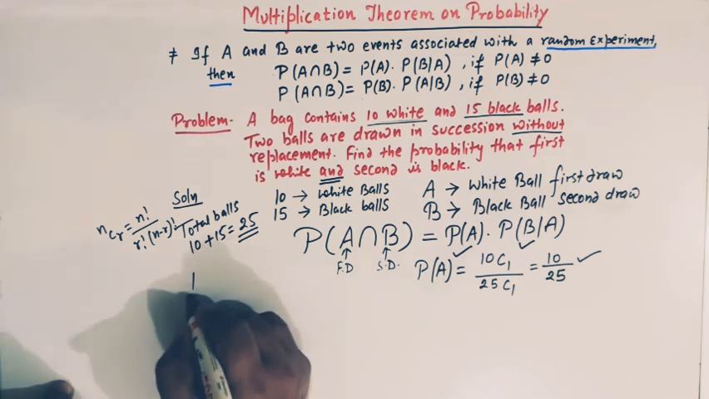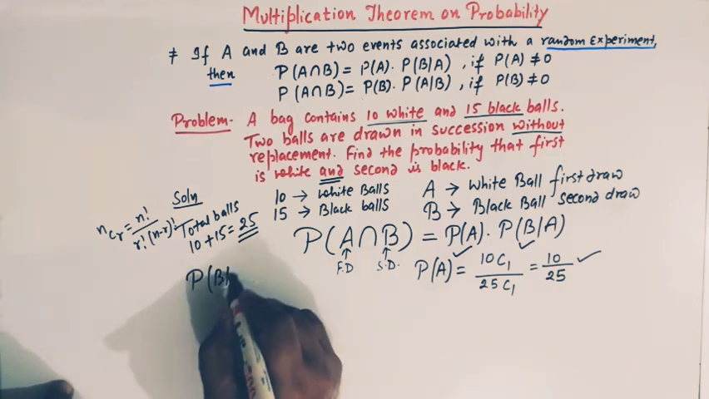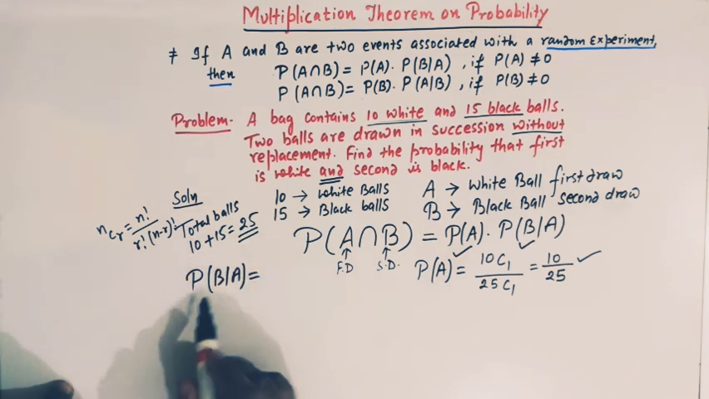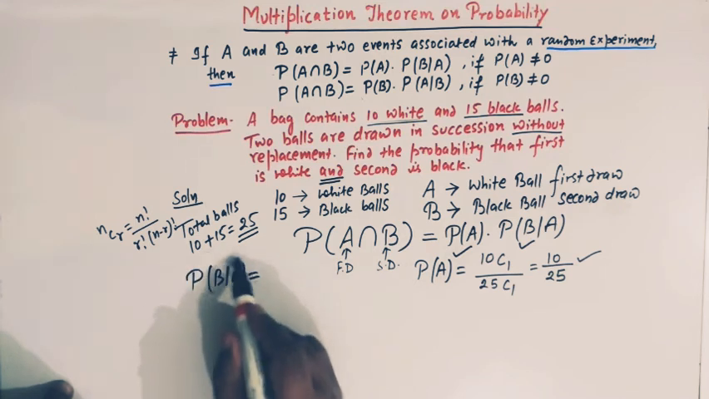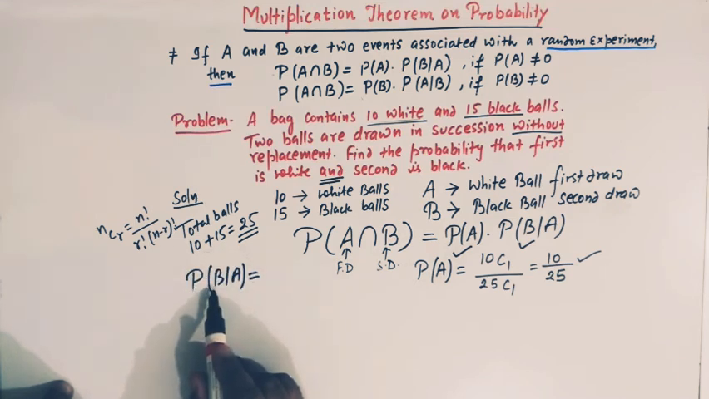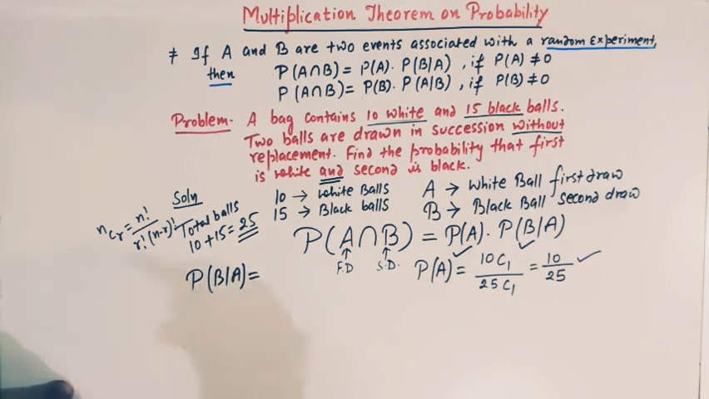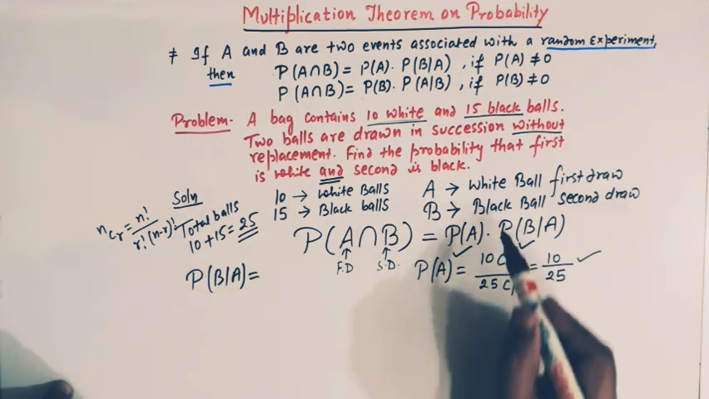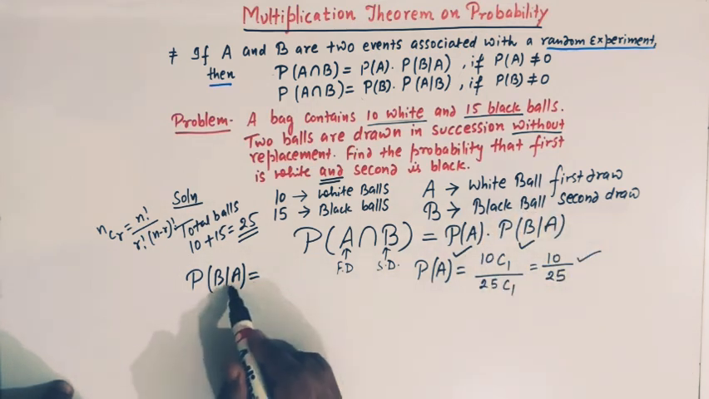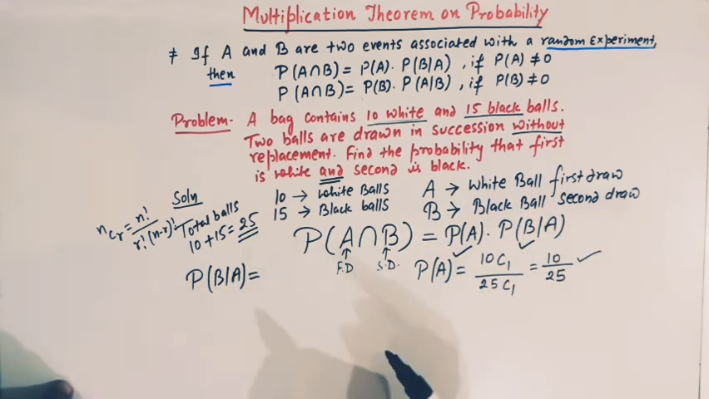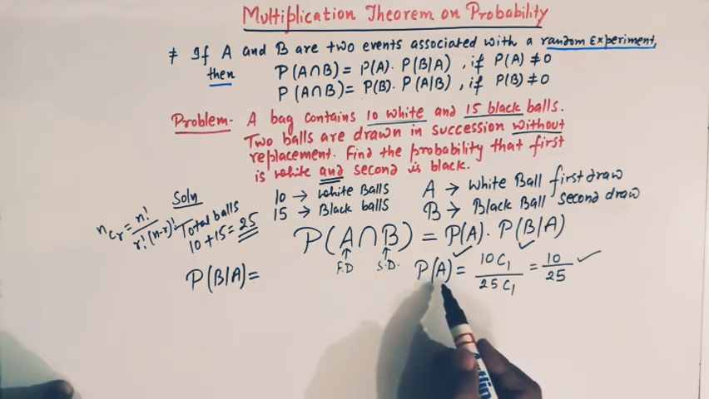Now P(B|A). This quantity represents the conditional probability of happening of event B when A has already happened. It means now we have to find the probability of getting a black ball in the second draw when we have already drawn a white ball, right?